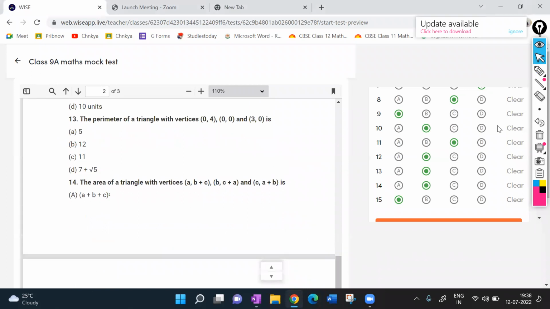Perimeter of the triangle whose vertices are given. What do you mean? What is the perimeter of the triangle formula? The total boundary of the triangle. You have to just add the sides, the sum of all the sides. Yes, sir. You have to find the distance formula and add all the sides, that's it.